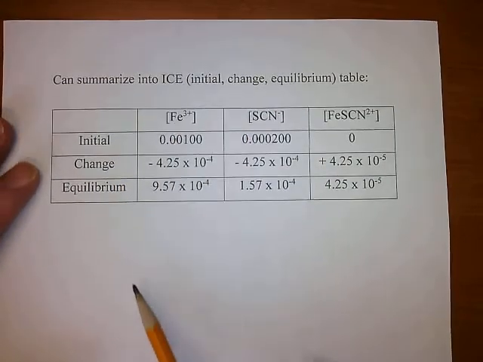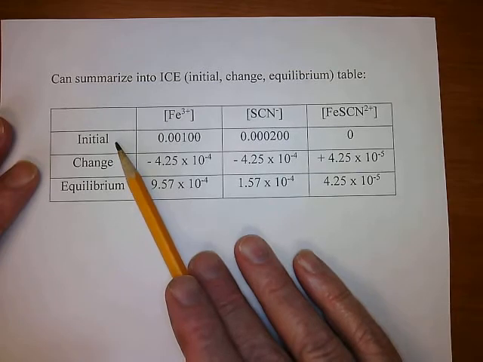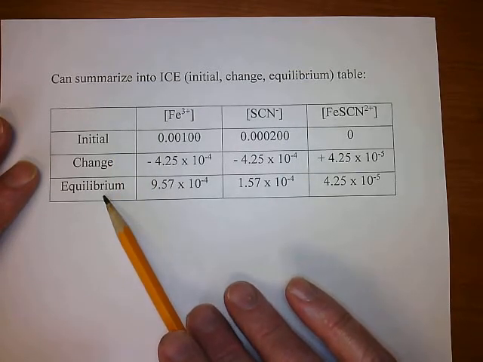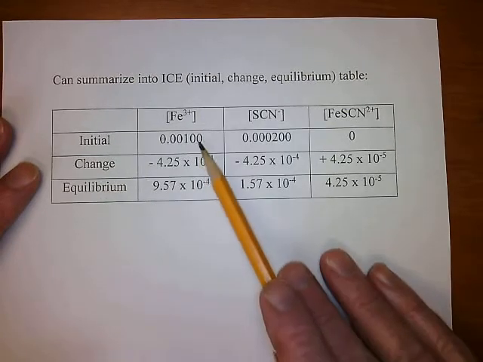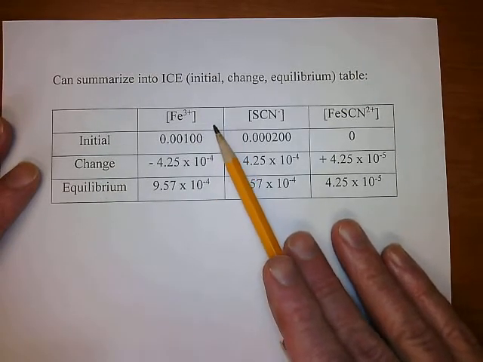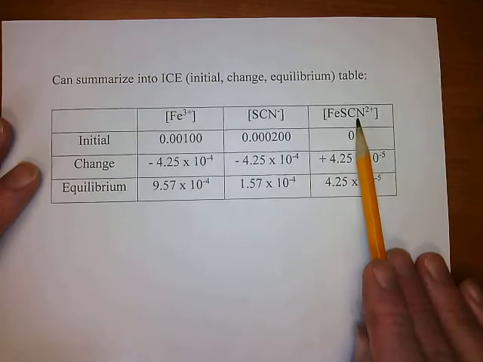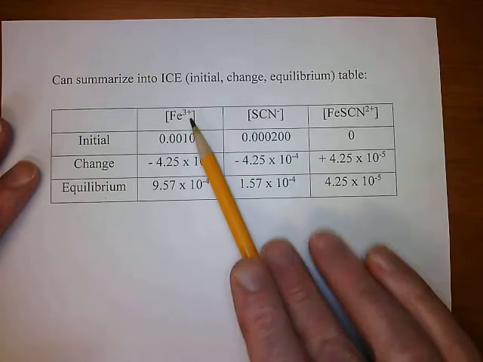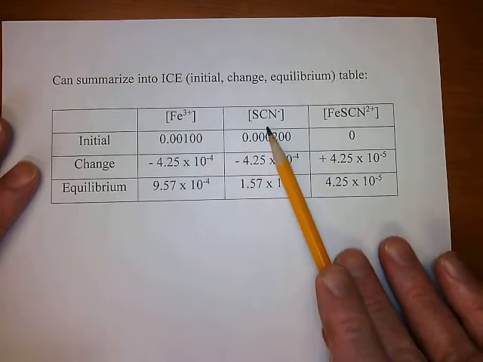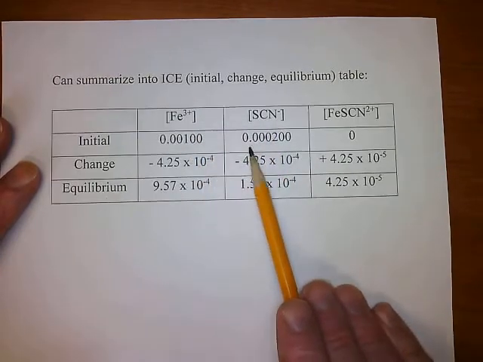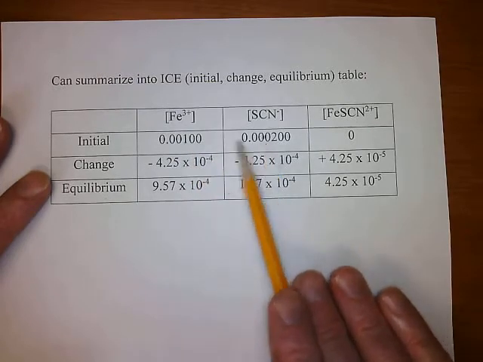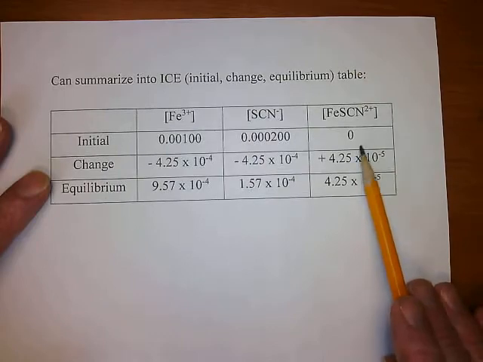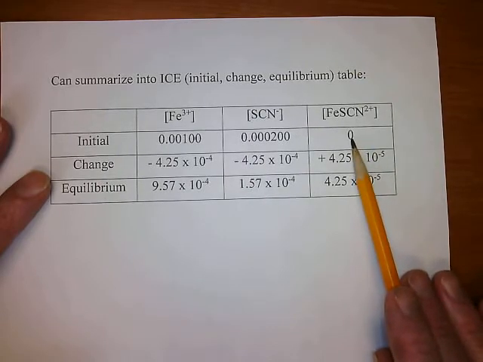All right. Very often, this is summarized into an ICE table, which basically stands for initial, change, and equilibrium. In other words, what were the initial concentrations, how much did they change, and what was the equilibrium. Right, so one more time. Initially, there was no iron thiocyanate. We made this by mixing together solutions of the iron 3 and the thiocyanate. So we had this concentration of each of these ions to start out with. This was 0. There wasn't any of this initially.